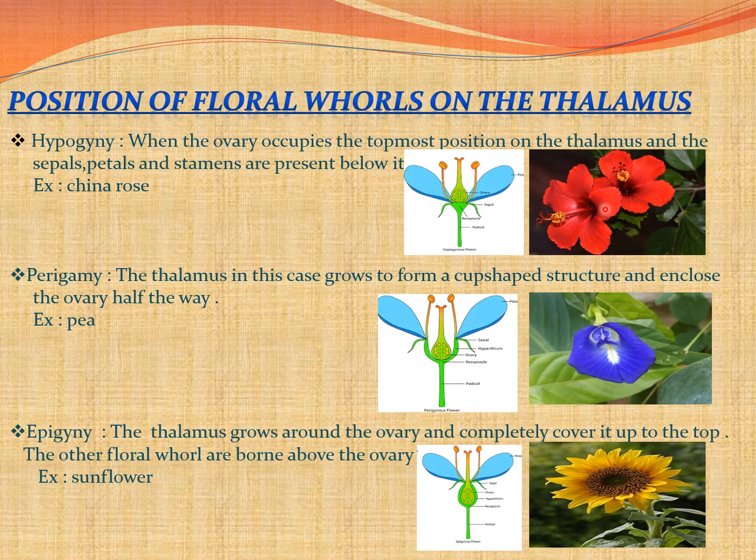In case of China rose, perigyny, the thalamus forms a cup-shaped structure which encloses the ovary half the way. And as in sunflower, in epigyny the thalamus grows around the ovary and completely covers it up to the top, so the floral whorls are borne above the ovary.